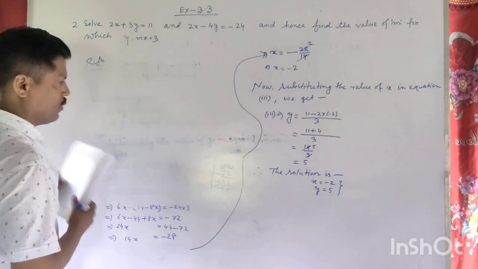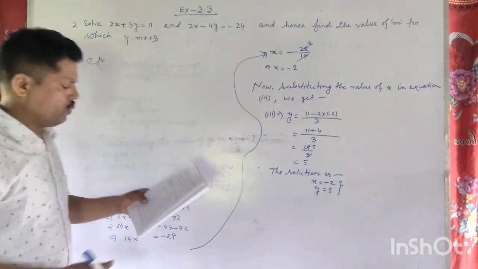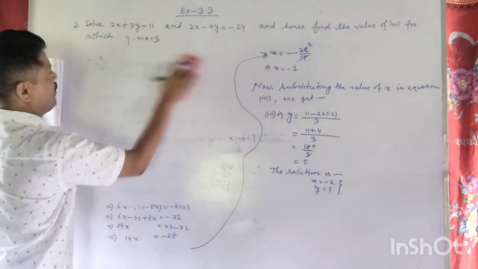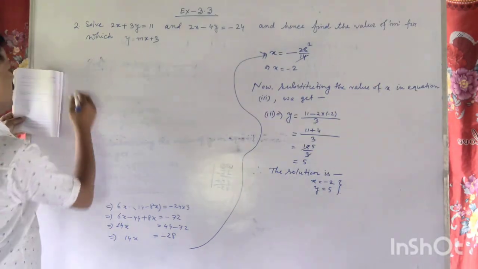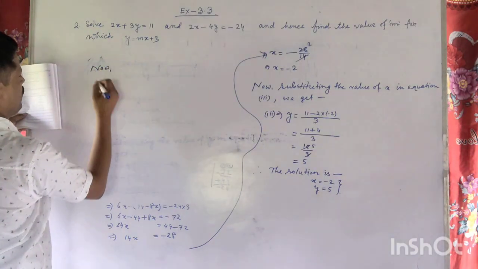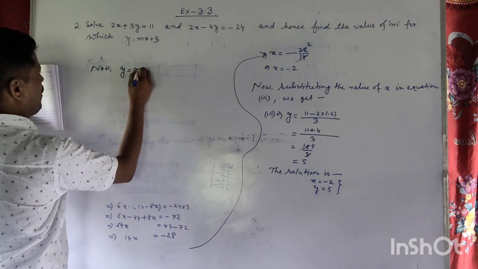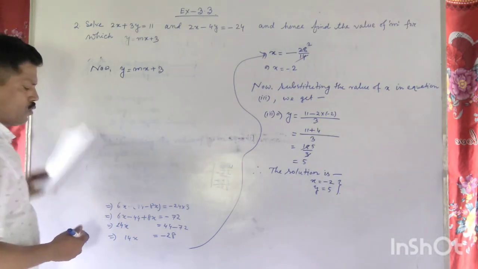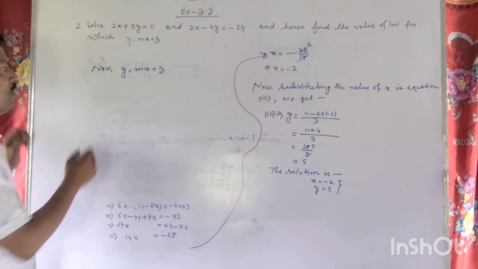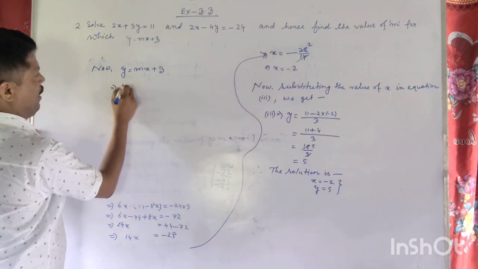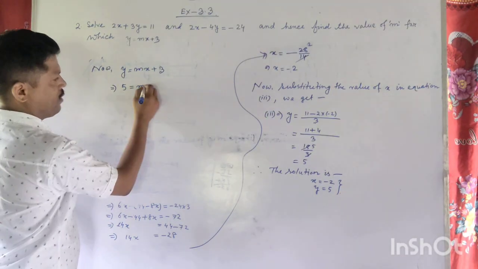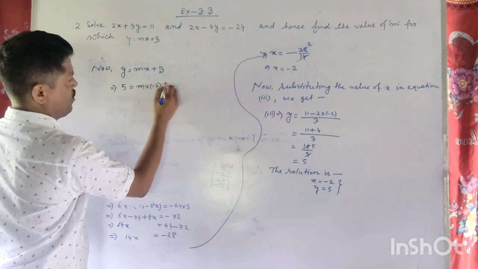Now we have to put the value of x and y in equation y equal. This one second part. First part we have completed. In second part, now y is equal to mx plus c. So we have to put the value of x and y in this equation. Here y value is 5 is equal to m value we have to find out, and x value is minus 2 plus 3 is there.